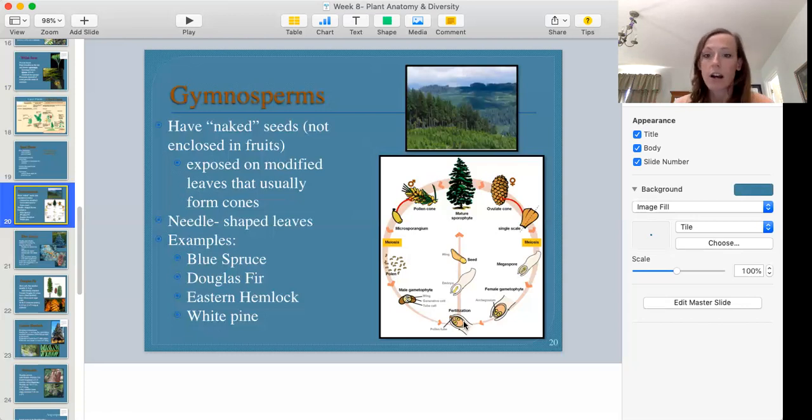So now we've got our embryo, which is enclosed in a seed and can be packaged up and maintained until conditions are right for that seed to germinate. And then when it does, it will develop into the sporophyte generation, which we would recognize as the large tree. Okay.